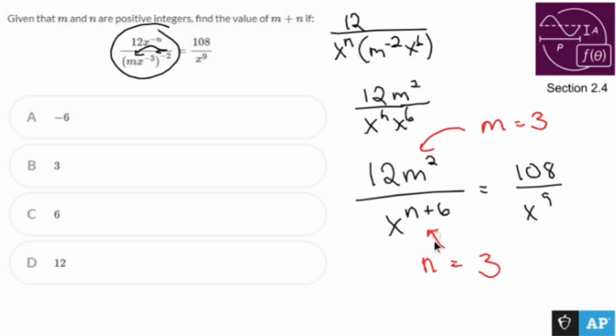So what a strange problem this is indeed. But that's not what I want. I'm still not done. I almost circled B and was like, oh, hooray. I'm supposed to find m plus n. M plus n is 3 plus 3, which is 6. Very tricky problem, very difficult, but we did it, and it was so much fun.